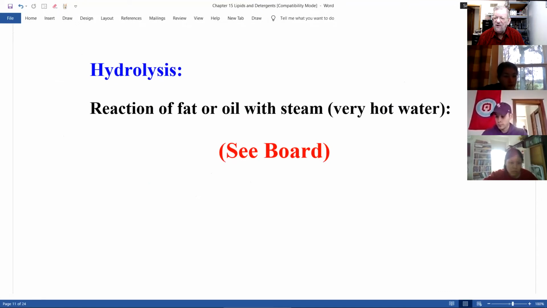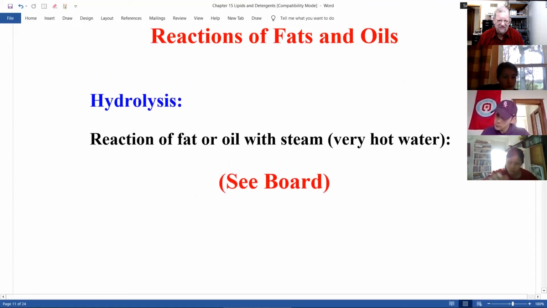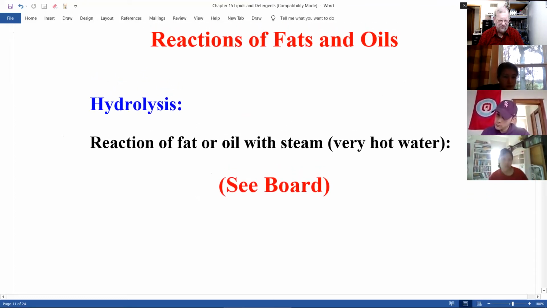Now, I promised no new reactions. This is sort of a new, but sort of not new reaction. And that's hydrolysis. That's the reaction of a fat or oil with steam. Now, if you've ever worked in a chemical plant, and I have, you have available what's called high pressure steam. High pressure steam has a much higher temperature than the boiling point of water. I forgot the exact temperature. Let's see if I can find it.